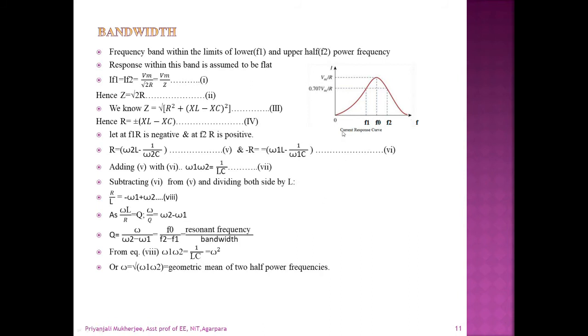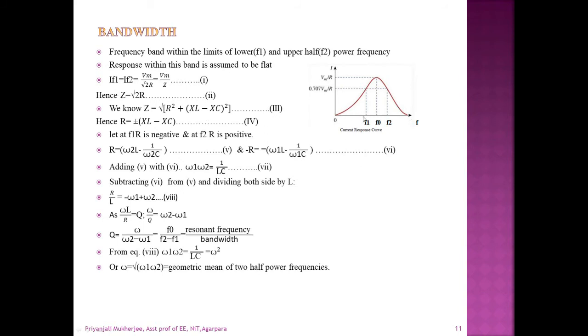Again, we are considering the current response curve. In the current response curve, at the resonating frequency, the value of the current is Vm by R, whereas between F1 and F2 the value is I by root 2, or that can be written as 0.707 Vm divided by R. Now, the frequency band within these limits, where F1 is the lower and F2 is the upper half-power frequency, is called the bandwidth of the resonant circuit, and the response of the resonant circuit within this bandwidth is assumed to be flat.